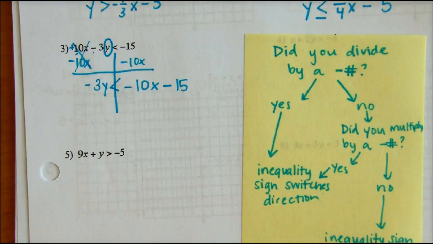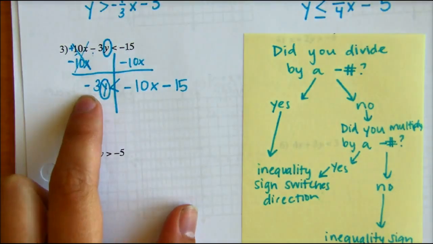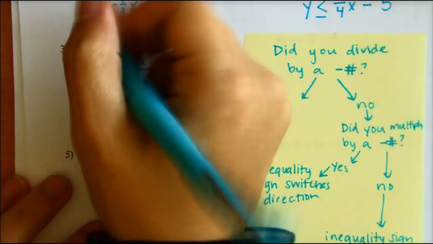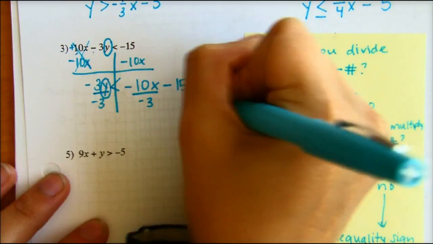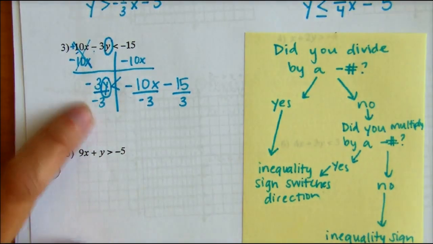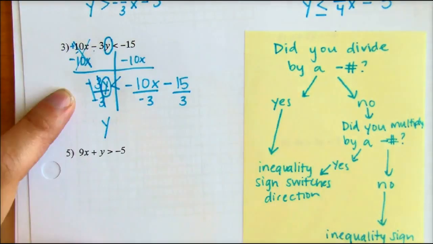Okay, last step, still trying to get y by itself. Next to it, there's a negative 3. Because they're being multiplied together, to get rid of that negative 3, I'm going to divide every term by a negative 3. When I do that, this set of negative 3's is going to cancel out. I'll be left with y.